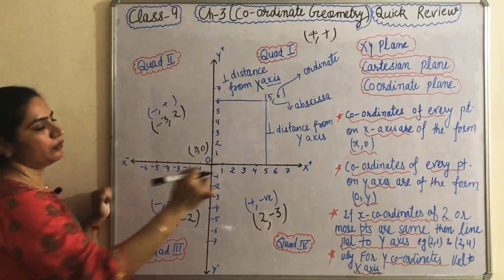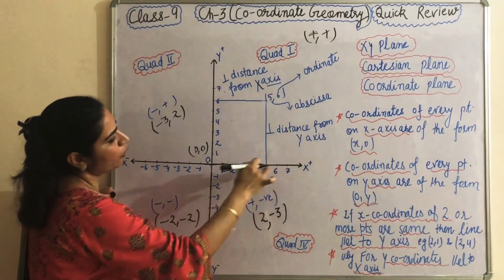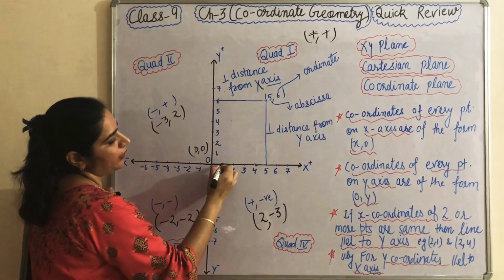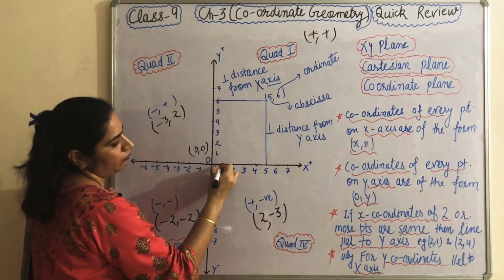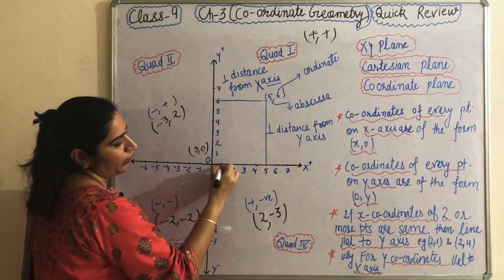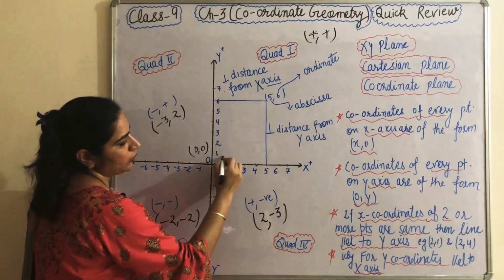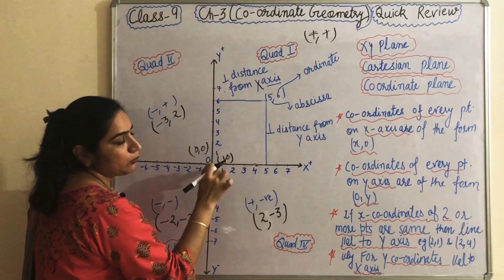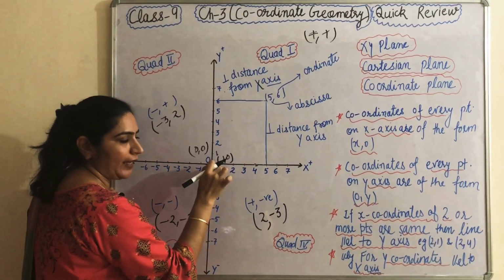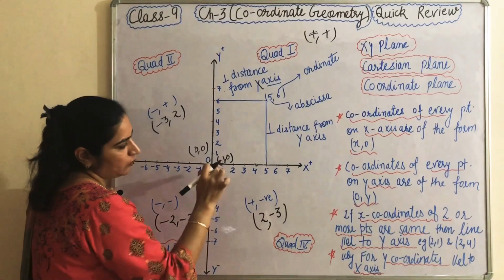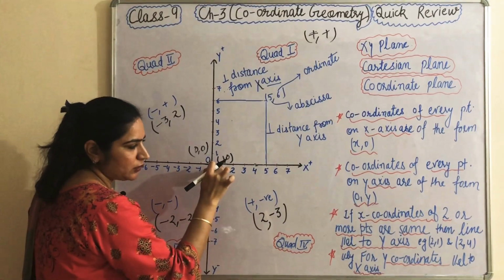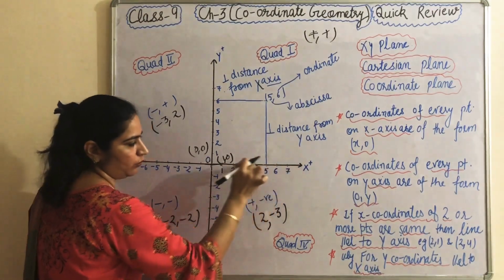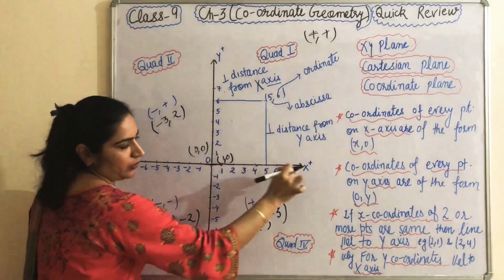One more thing I want to tell you about any point lying on the x-axis. Suppose here I am taking one point, the coordinates of this point will be 1 and 0. The perpendicular distance from the x-axis is 0, so the coordinates will be of the form (x, 0).